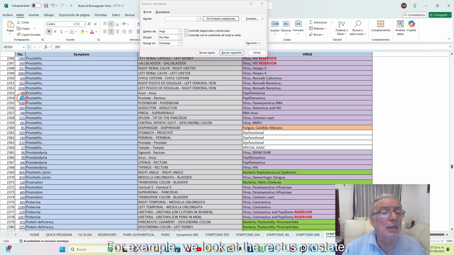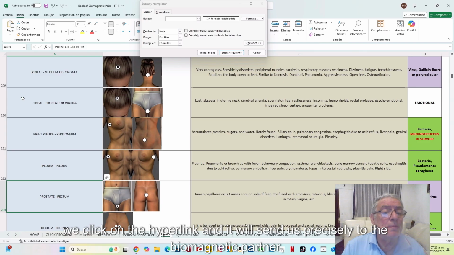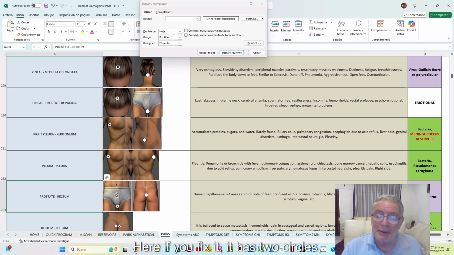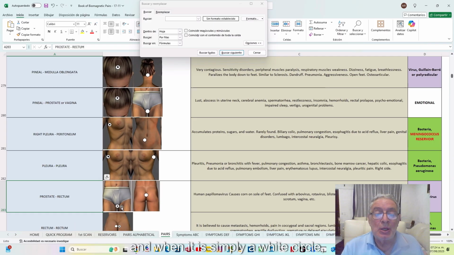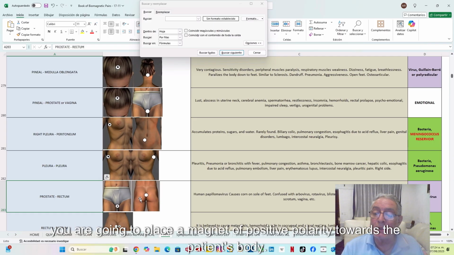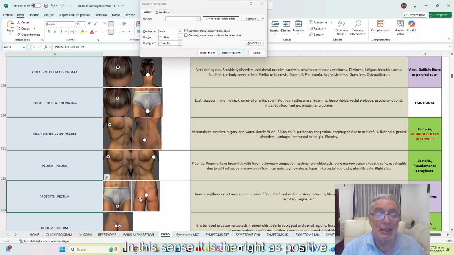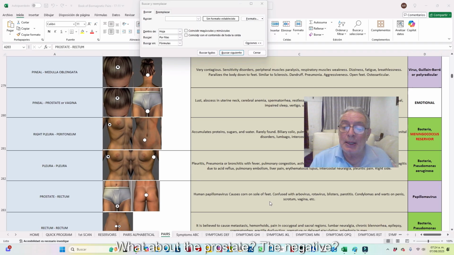For example, we look at the rectus prostate, we click on the hyperlink, and it will send us precisely to the biomagnetic pair, which is the rectus prostate. Here, if you notice, it has two circles. A white circle with an N in the middle means that you are going to place a magnet of negative polarity towards the patient's body. And when it is simply a white circle, you are going to place a magnet of positive polarity towards the patient's body. In this sense, the rectus is positive. What about the prostate? The negative.